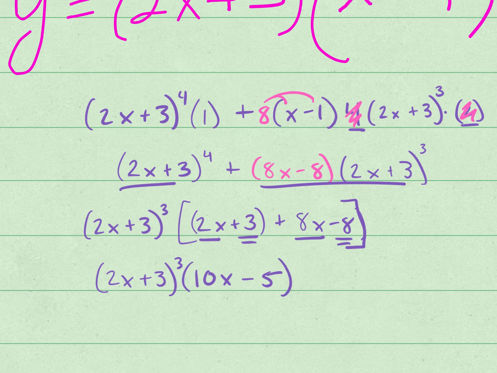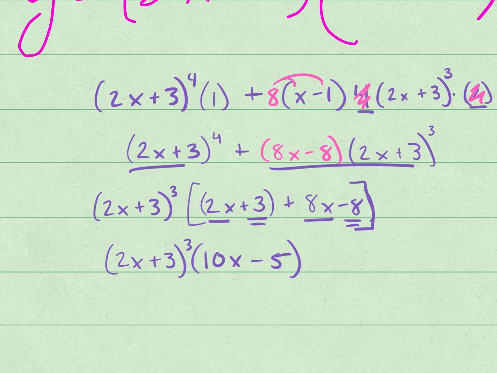Can we simplify this a little bit more? Yeah, how? We can take out our 5. So we have 5 times 2x plus 3 cubed times 2x minus 1. Either one of these are fine. They both would work for a test, but if it was multiple choice, it may be simplified one way or the other.